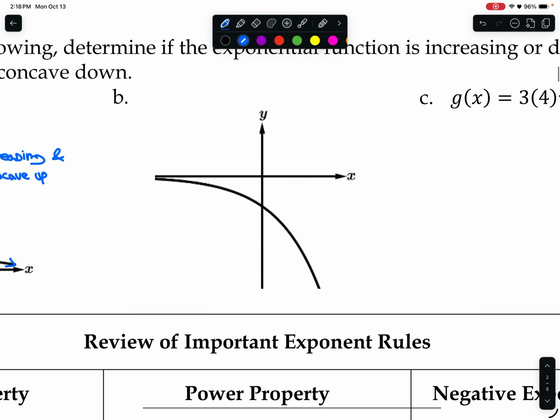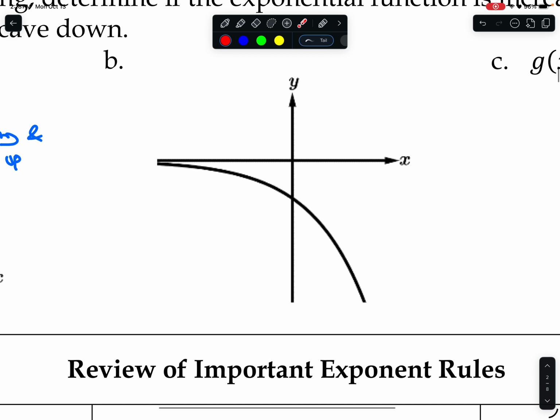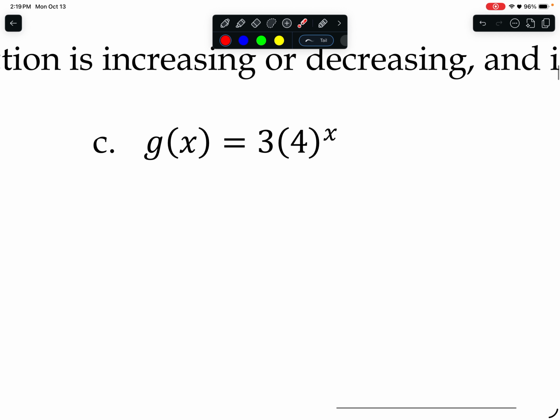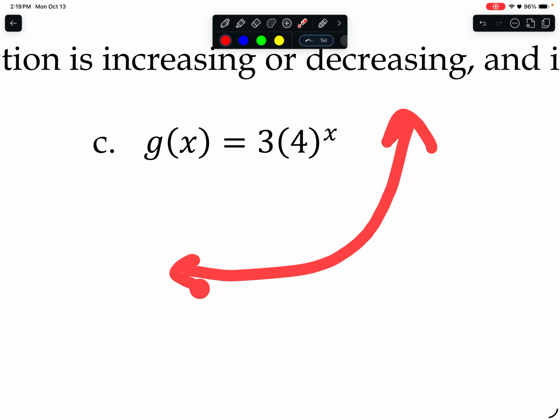Then if I look at the next part over here, I'm going to do these a little bit quicker. My graph is going to be decreasing and concave down, since we're facing downwards. And then over here, if I look at part C, g of x equals 3 times 4 raised to the x. My b value here is bigger than 1, so we're looking at an exponential growth. So your graph is going to look something like this. That means we're increasing and concave up.